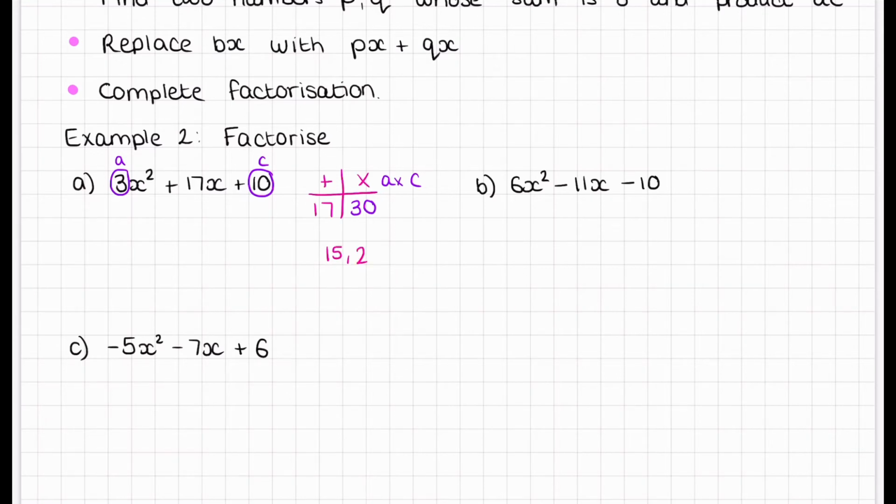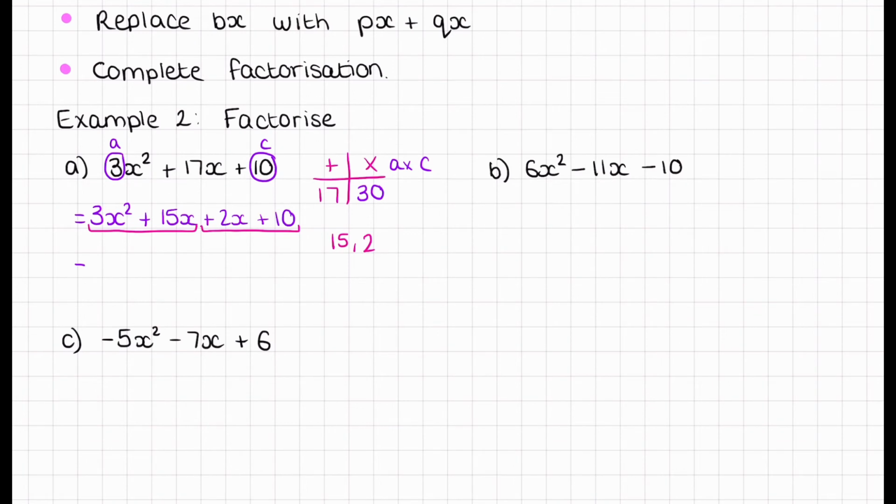So our next step is we want to replace the middle term, the 17x, with 15x and 2x. So we'll end up with 3x squared, that stays the same, but now for 17x we're going to use those two numbers. So we'll have 15x plus 2x, and then plus 10 at the end. Because 15x plus 2x still equals 17x, we haven't changed the equation at all, we've just written it differently. And now we can do what we did in the last factorisation video, where we split this in two. We then factorise each part separately.